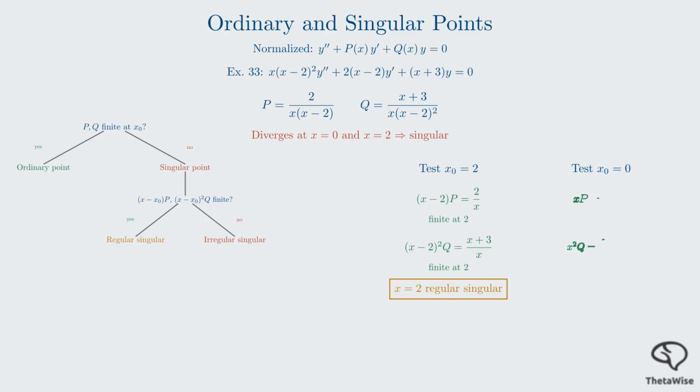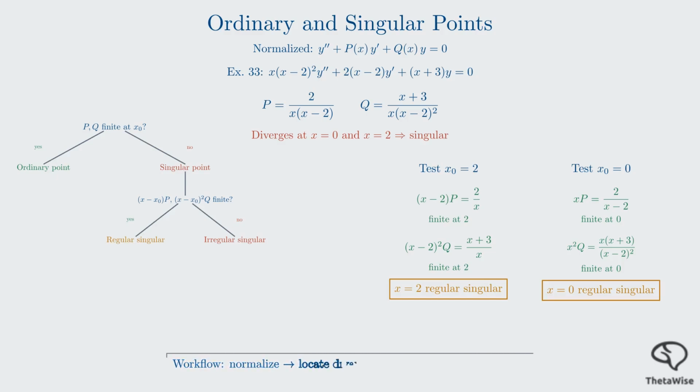At x equals 0, xp equals 2 divided by x minus 2, finite, and x squared q equals x times x plus 3 divided by x minus 2 squared, also finite. Therefore, x equals 0 is regular singular as well. The important workflow is normalize, locate divergences, then test the two weighted products.